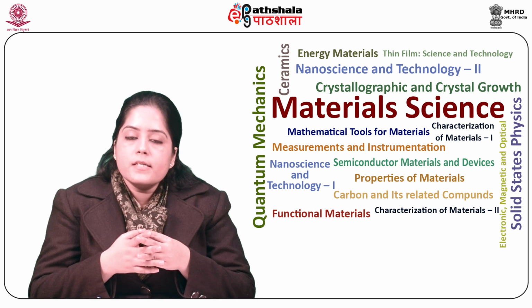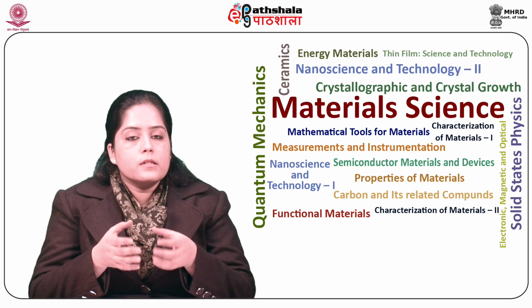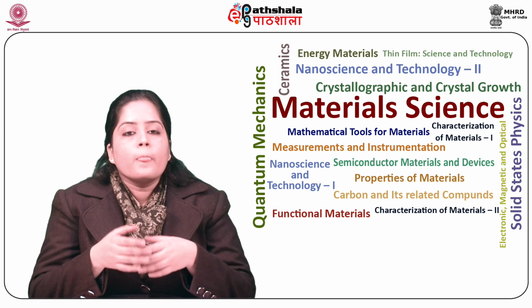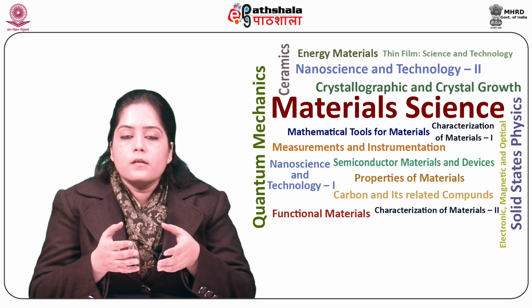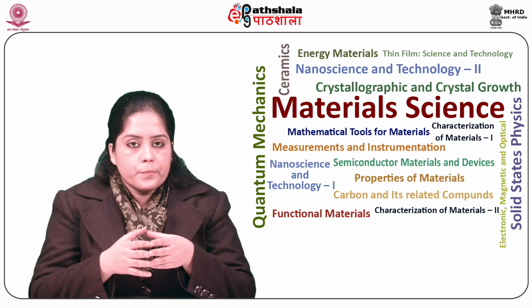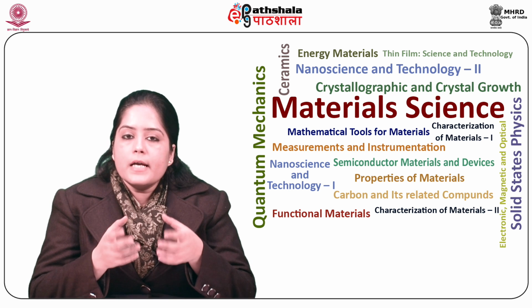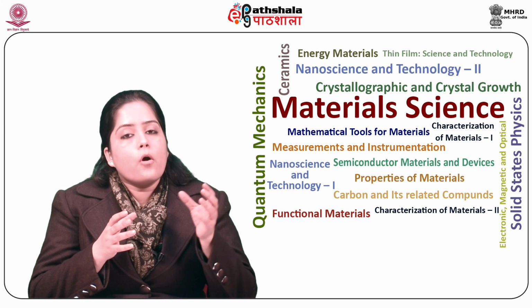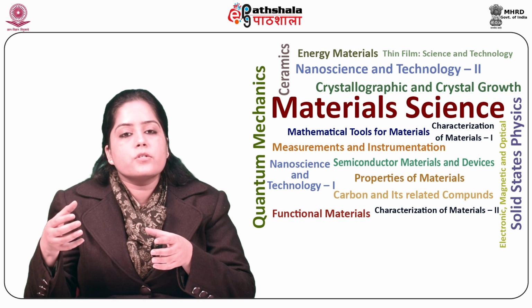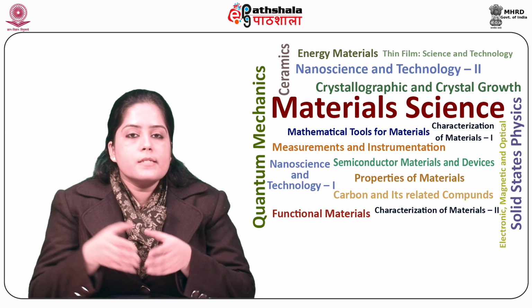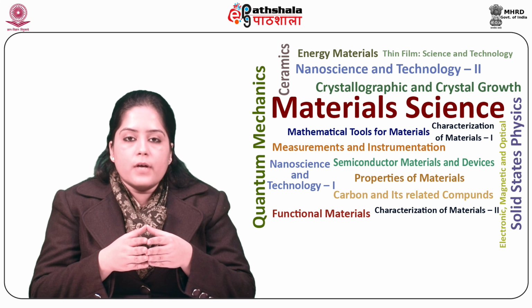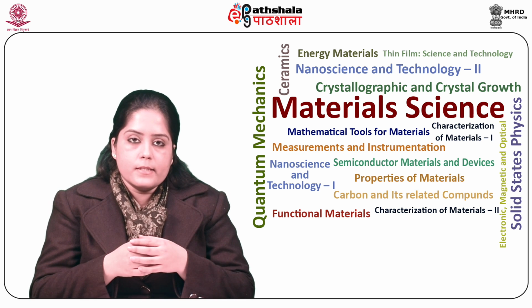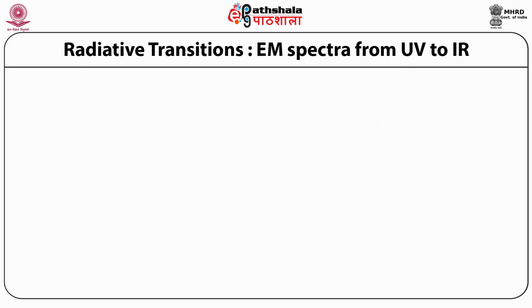Secondly, the devices that detect the optical signals through electronic process, that is photodetectors. Thirdly, the devices that convert optical energy into electrical energy, or we can say the photovoltaic devices or solar cells. Radiative transitions. Let us now first discuss the EM spectra from UV to IR.